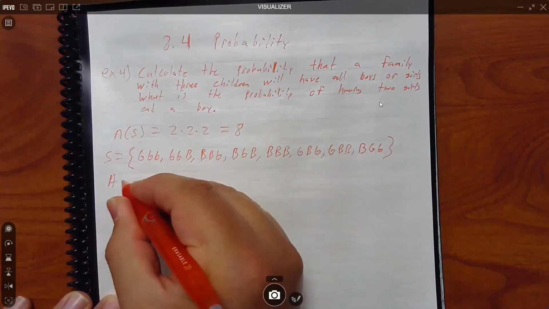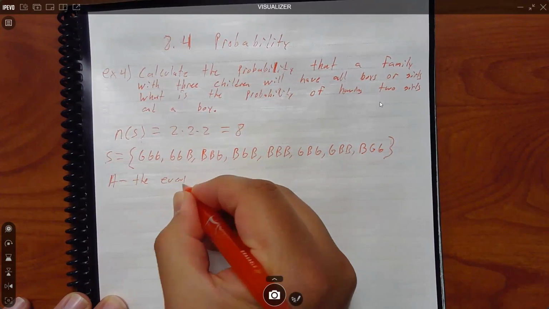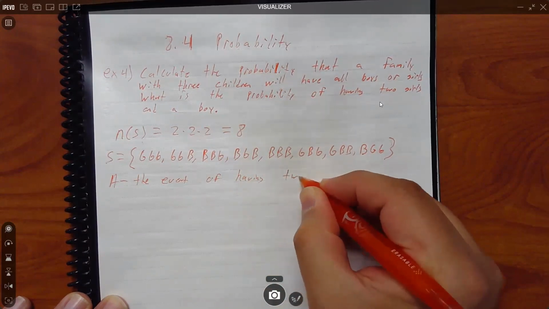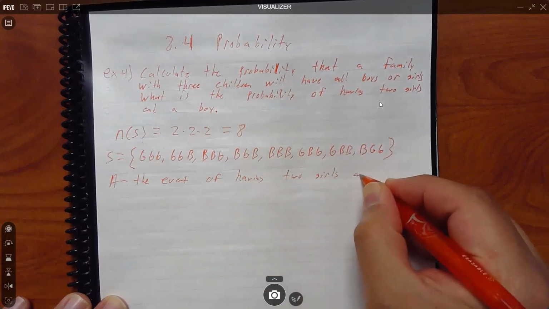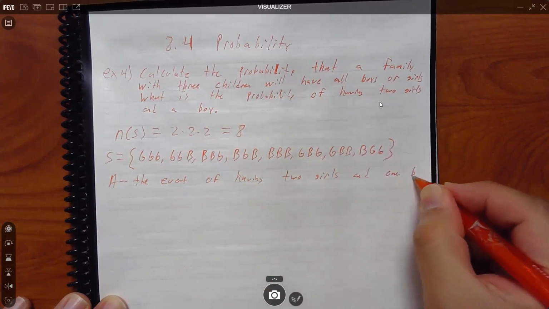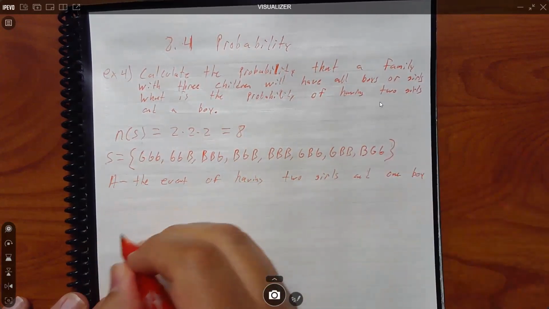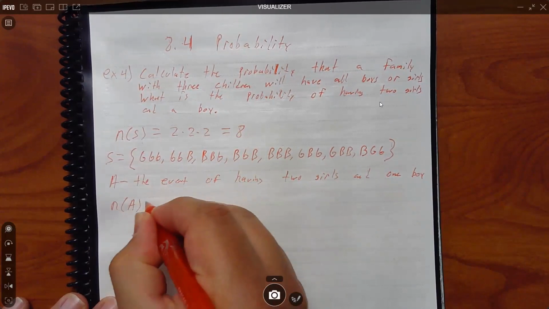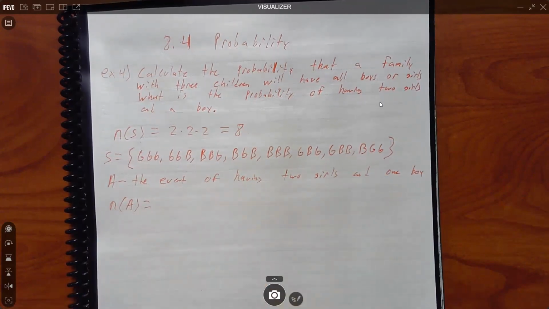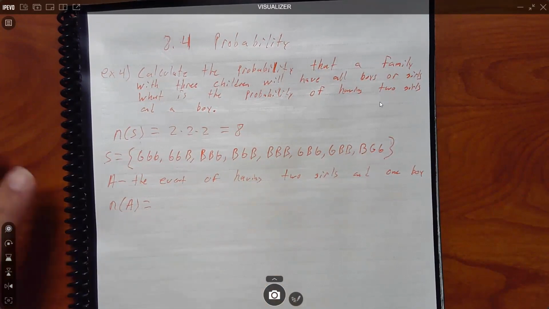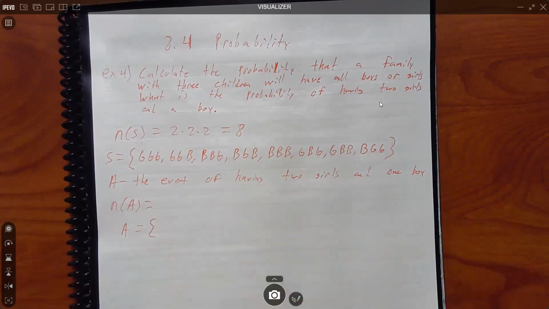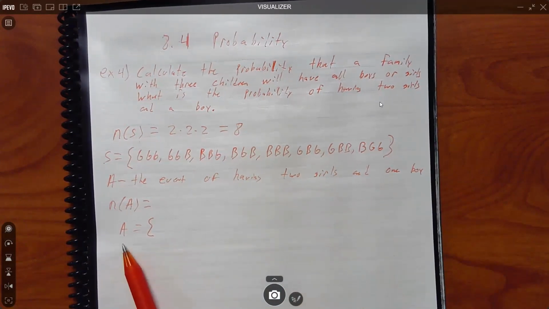is the event of having 2 girls and 1 boy. So for the probability of that happening, we're going to have to first figure out how many ways this can happen. What is the number of elements in A? What is inside A would probably help us. So anything that has 2 girls and a boy will be put in here. So this will be a subset of S.